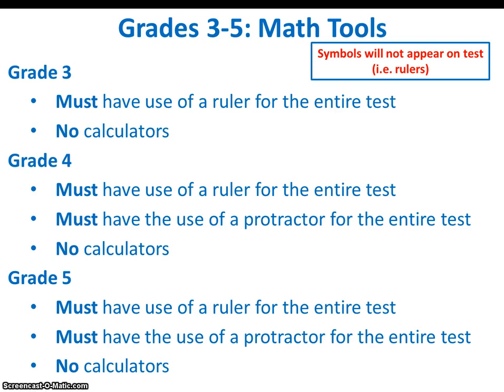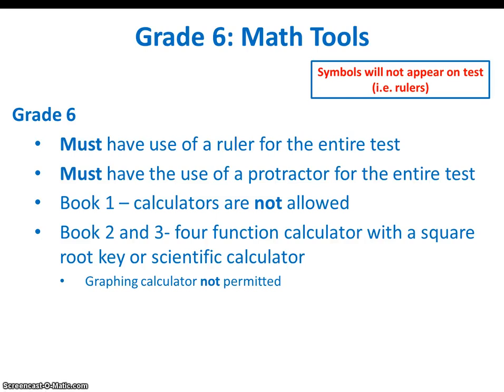Grade 4 must have the use of the ruler for the entire test and a protractor and no calculators. Grade 5, they need the ruler the entire test, the protractor, no calculators. Grade 6, the ruler for the entire test and the protractor. Book 1, calculators are not allowed, but books 2 and 3, the 4-function calculator with a square root key or a scientific calculator. Graphing calculators are not permitted in grade 6. And again, note, the symbols will not appear on the test for the students.